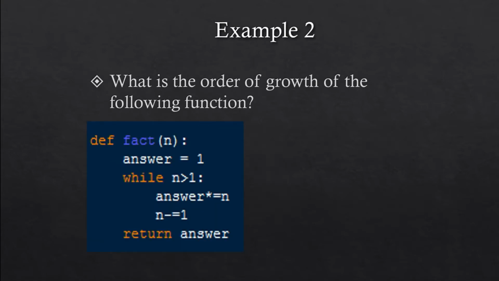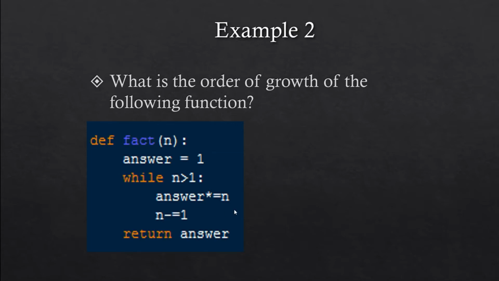Okay, next let's look at this one over here. This one's a bit more interesting. fact(n). Answer equals 1. While n is more than 1, answer equals answer times n. Then n drops by 1.